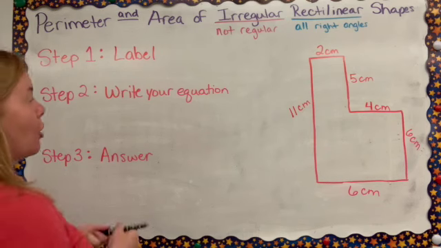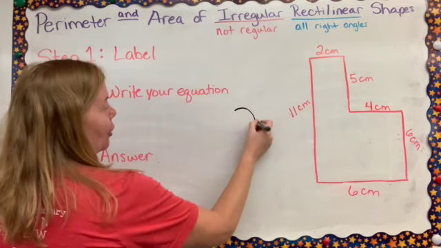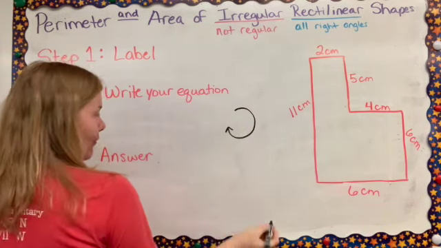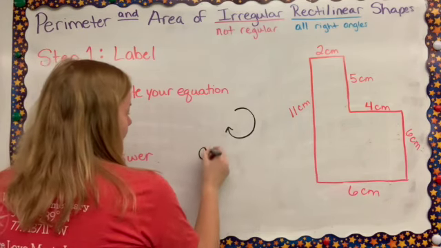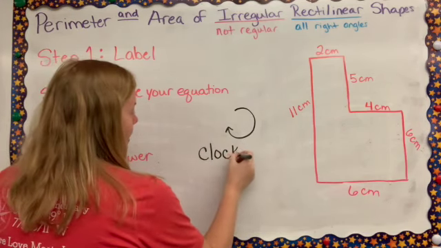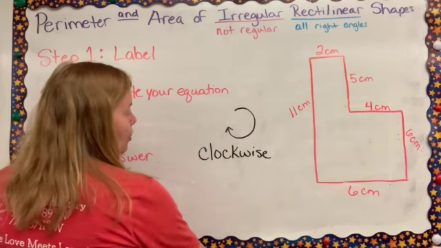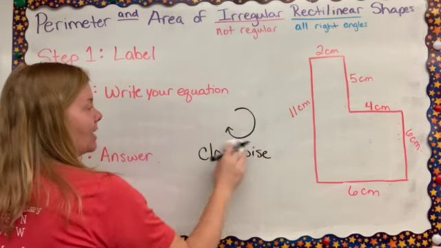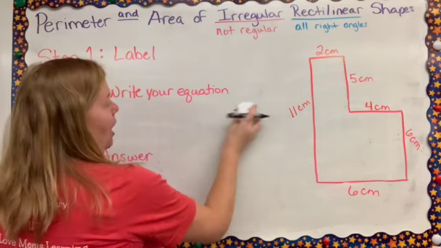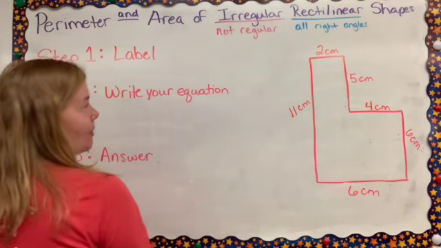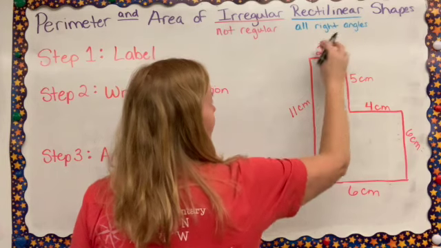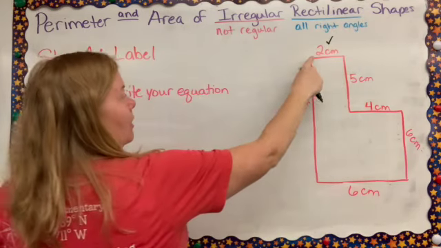And remember, we are always going to start at the top and go, perfect. And just in case you want to see how that word is written, it is clockwise. So we want to make sure that we're going in the same direction that the hands on a clock move. All right, so we're going clockwise. We start at the top and we go clockwise. We start here and work our way around.